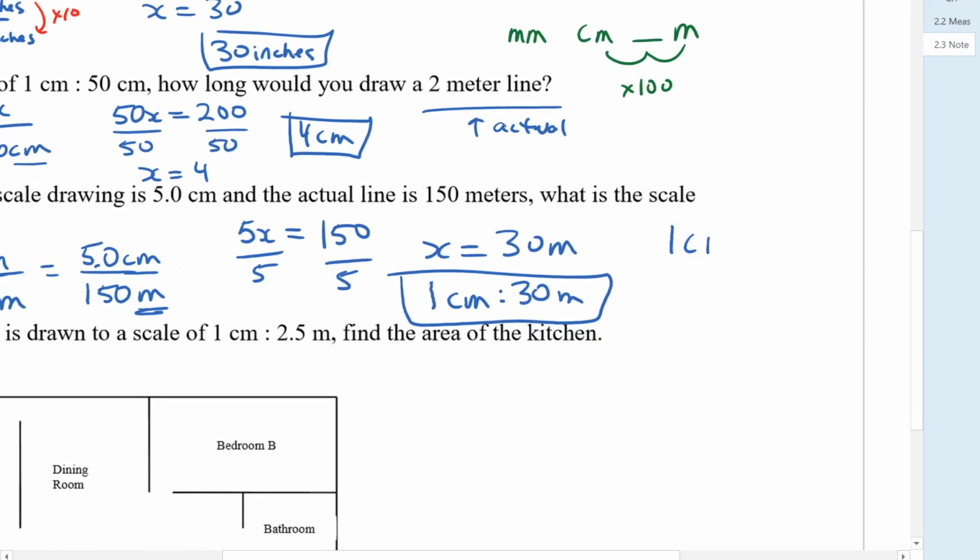It depends how you like it. You could go 1 centimeter over 30 meters, or you could say, what was our last one? 1 centimeter equals, yeah, right, you could say 1 centimeter equals 30 meters.